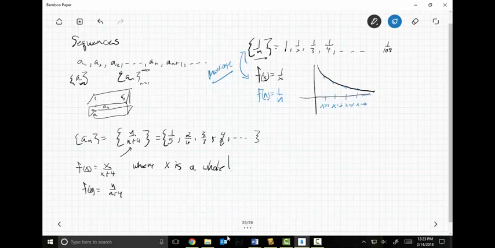And once we know that the behavior of the sequence is the same as the behavior of the function, we can do all sorts of cool things. Okay? All right, so that's an introduction to sequences.